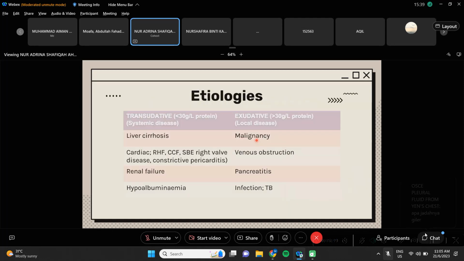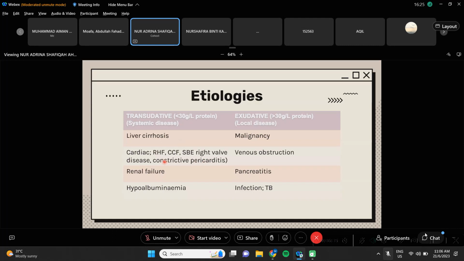I have listed some of the etiologies for ascites. We have two types: transudative or exudative. Transudative derives from two mechanisms: high hydrostatic pressure or decreased oncotic pressure. For transudative, we have listed liver cirrhosis, and for cardiac causes, it can be right heart failure, congestive heart failure, or constrictive pericarditis.